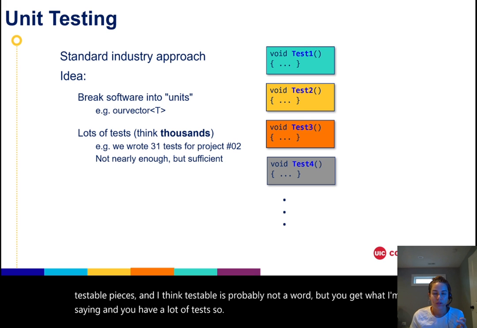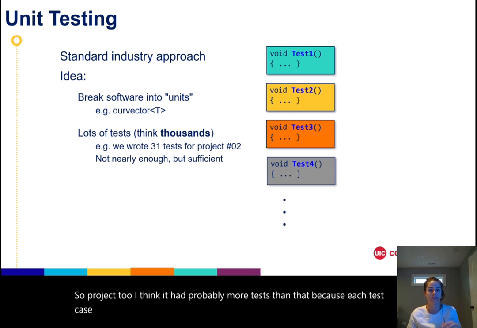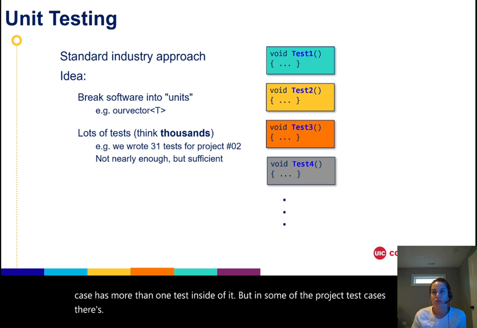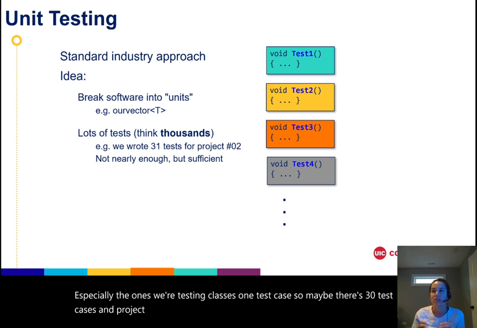Project 2, I think, had probably more tests than that, because each test case has more than one test inside of it. But in some of the project test cases, especially the ones where we're testing classes, there's one test case. So maybe there's 30 test cases in project 3. One test case might have 100 assertions in it, like 100 things that it's testing.